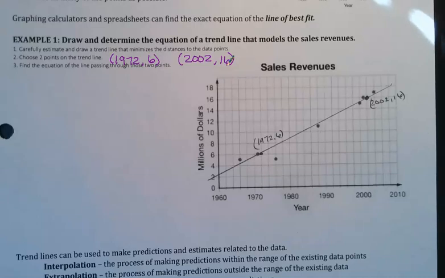Of sales revenues. Okay, so this is my sales revenue as well. So in 1972, I had how much money in sales revenue? $6 million. Okay. 2002, I had how much in sales revenue? $16 million. All right. So I picked 2 points. Next up, find the equation of the line passing through those 2 points.